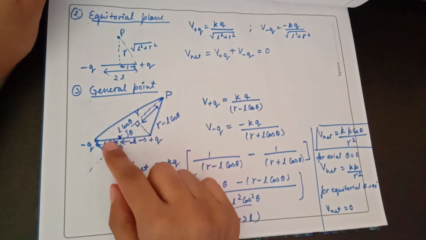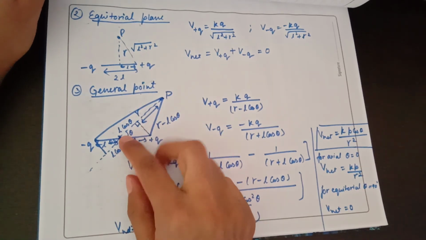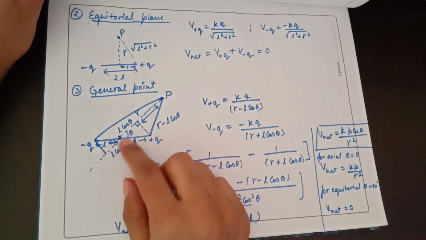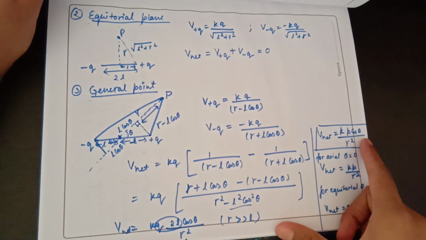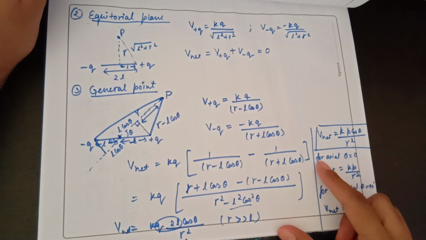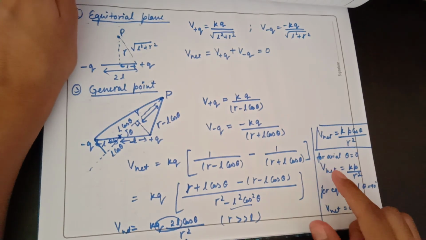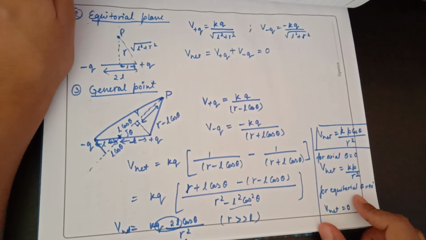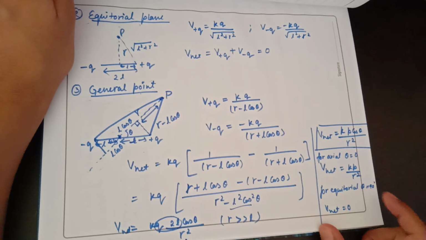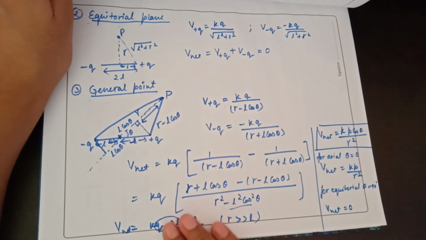And for a general point we take a point P which is at an angle of theta from the dipole, and it comes out to be kp cos theta divided by r square. And we also verified it for the axial point, where theta is equal to 0, and for the equatorial it is theta equal to 90 degrees. So that is all for today.